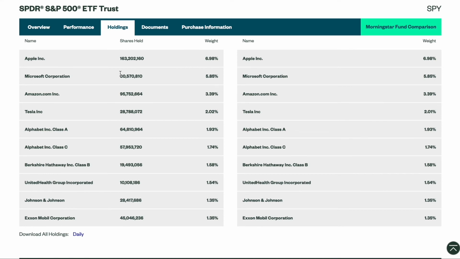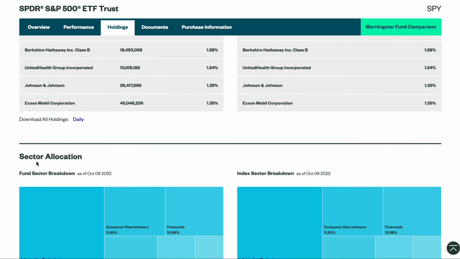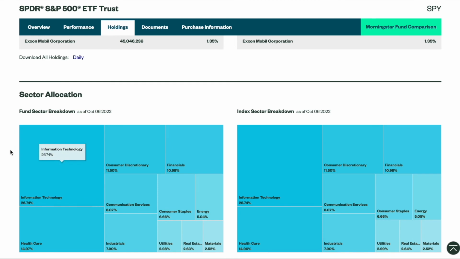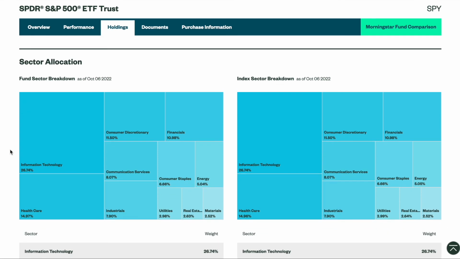Apple, Microsoft, Amazon, Tesla, Alphabet, that's Google right there, Alphabet Class A, Class C, Berkshire Hathaway, major corporations right here. And you have a breakdown of sector allocation. So the percentage in information technology, percentage in industrials, percentage in financials, energy, utilities, consumer staples, consumer discretionary, healthcare. Nice breakdown here. You can see what the fund's allocations are there and everything.